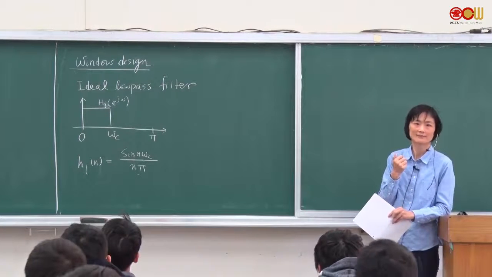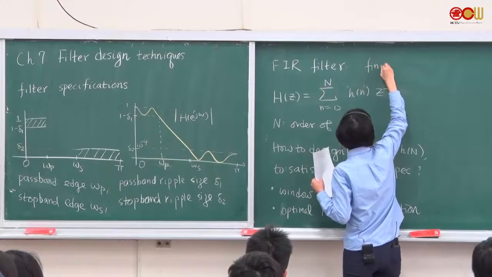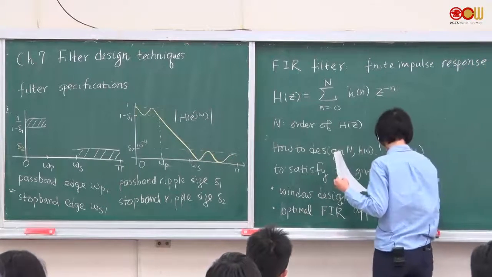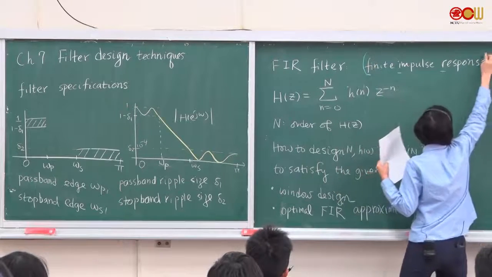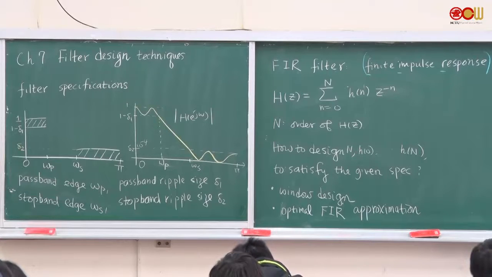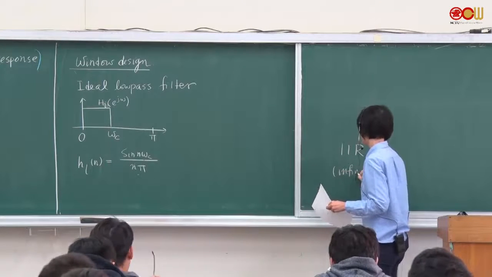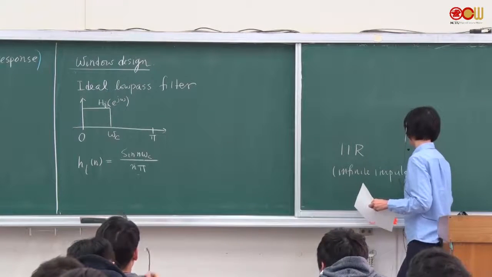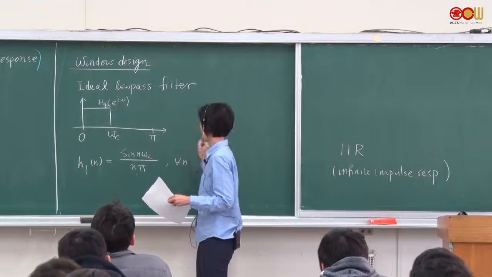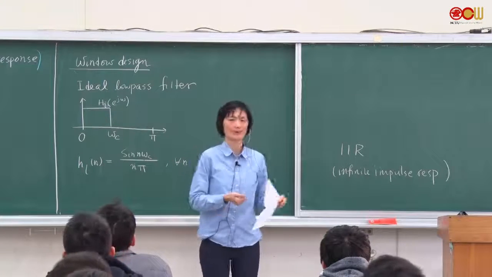Is it FIR or IIR? FIR is like this. The impulse response is finite, right? This is called finite impulse response. So it's FIR. Okay, that's FIR, right? Finite impulse response. And the other one, as opposed to FIR, will be IIR. IIR will be infinite impulse response. So is this ideal low-pass filter an FIR or IIR filter? So it's an IIR filter, right? Okay, so it's an IIR filter.